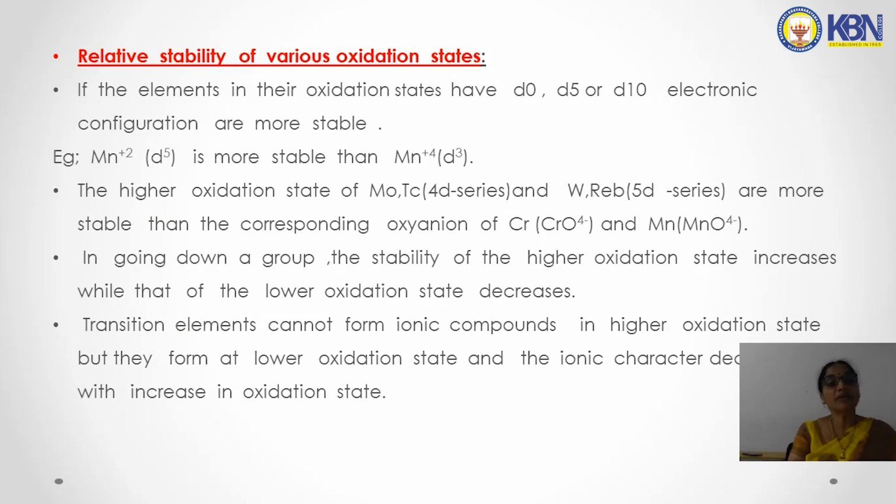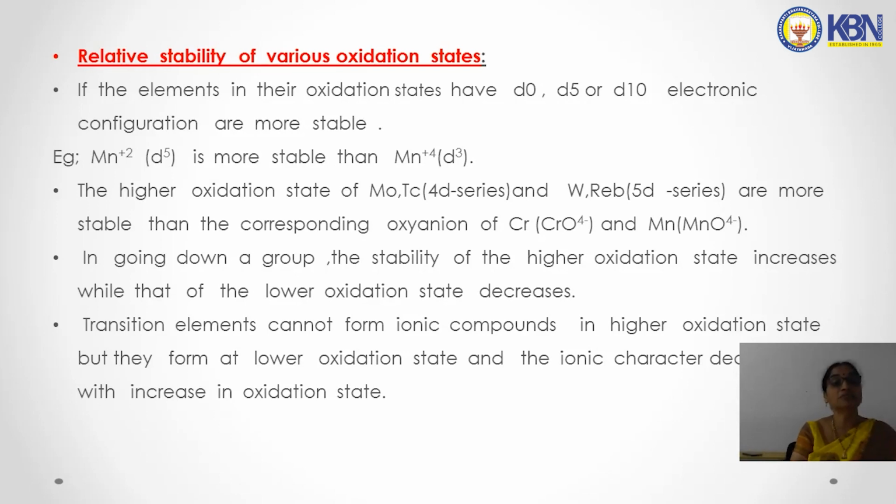So, relative stability of various oxidation states. Now let us discuss the relative stability of various oxidation states exhibited by the d block elements, because we have already discussed the variable oxidation states exhibited by the d block elements. If the elements in their oxidation states have a d0, d5 or d10 electronic configuration, in that particular oxidation state those elements are more stable.